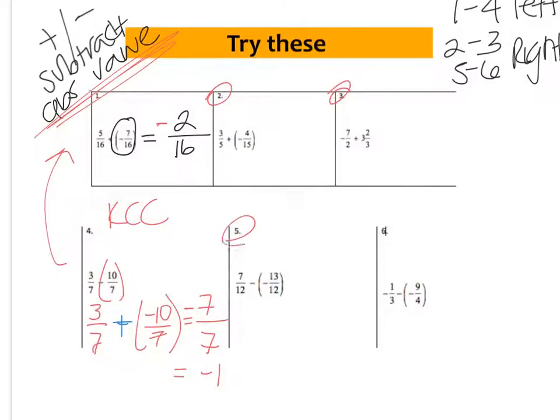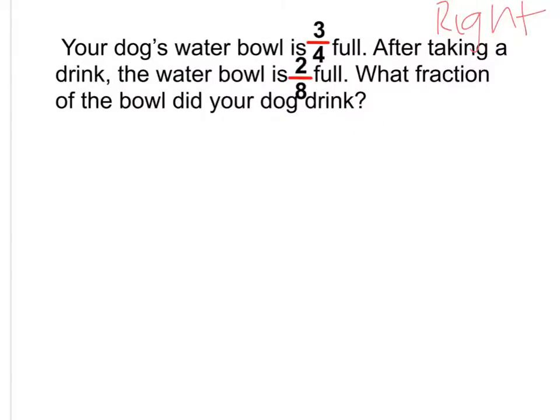Go ahead and try 5 and 6 in your journal. When you are done, raise your hand and your iPrep facilitators will check your work. I want you to also go ahead and try solving this problem on the right-hand side of your journal. So set up an equation or an expression that'll help you figure out how much water your dog drank from the bowl. So I said it was 3/4 full, and then after drinking, it was now 2/8 full. So how much did they drink? Figure out how you can find out what that remaining amount is.